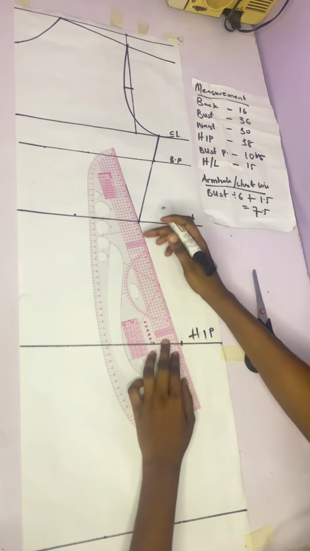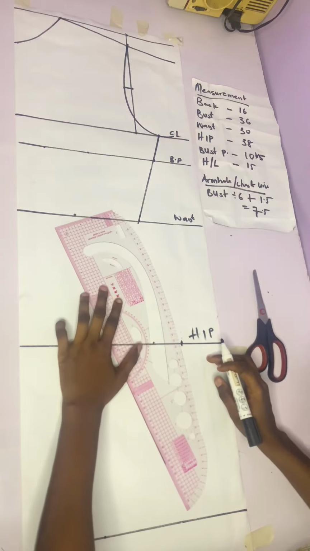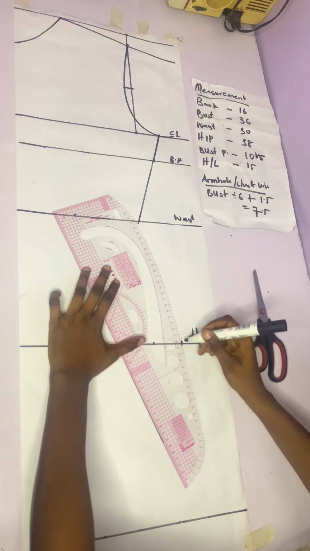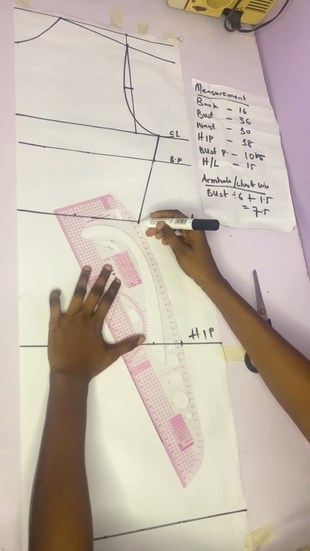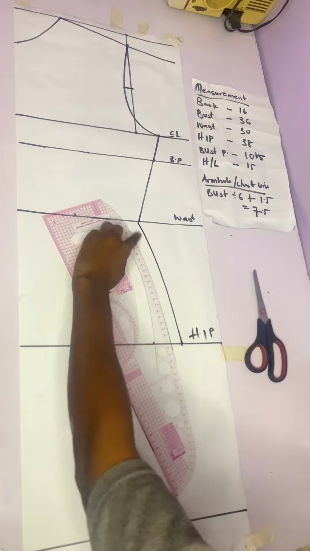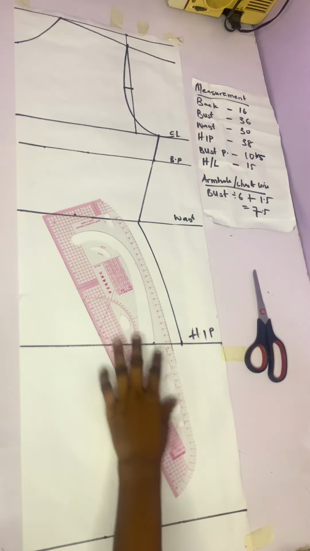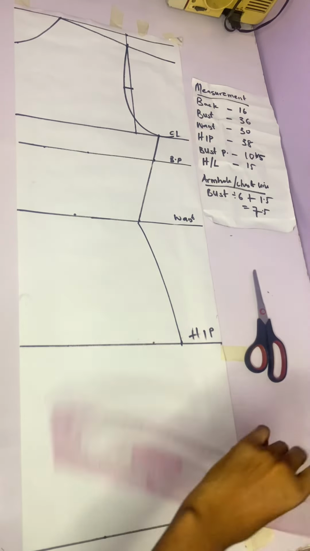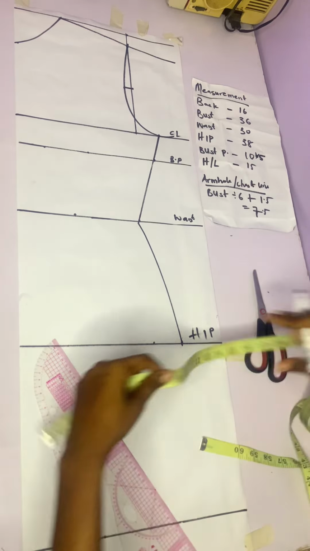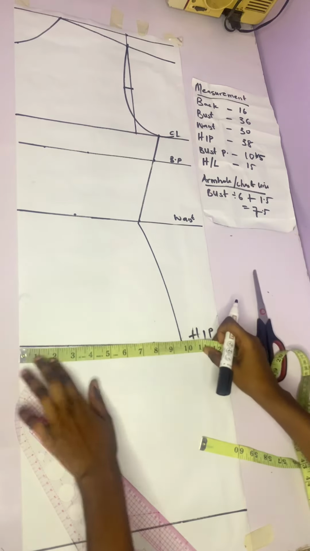Actually, the human body is not usually straight. The hip side doesn't have a straight line. So that's why I just added a little curve. You can as well make it straight, but once you're cutting it on your fabric, you will notice that the human body is not a straight figure. It's curvy at the hip area. So I'll just connect it there.